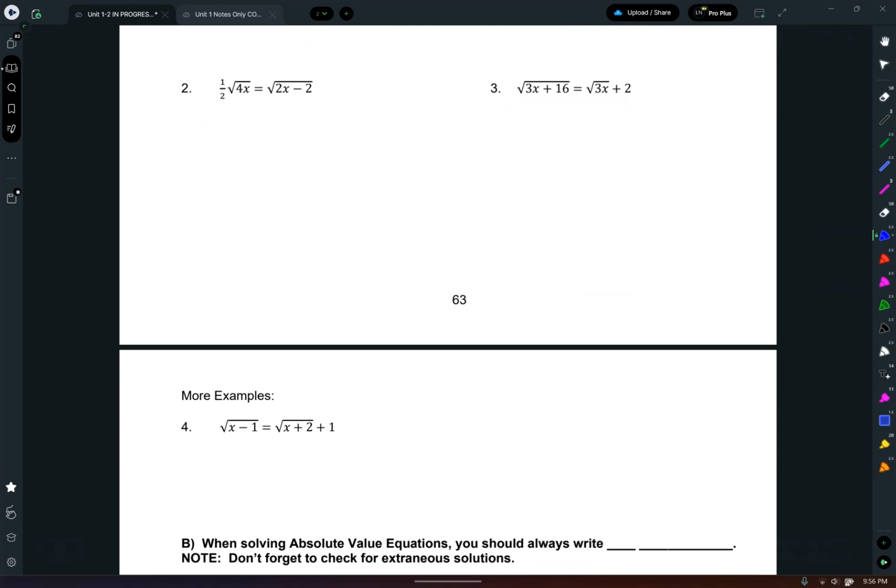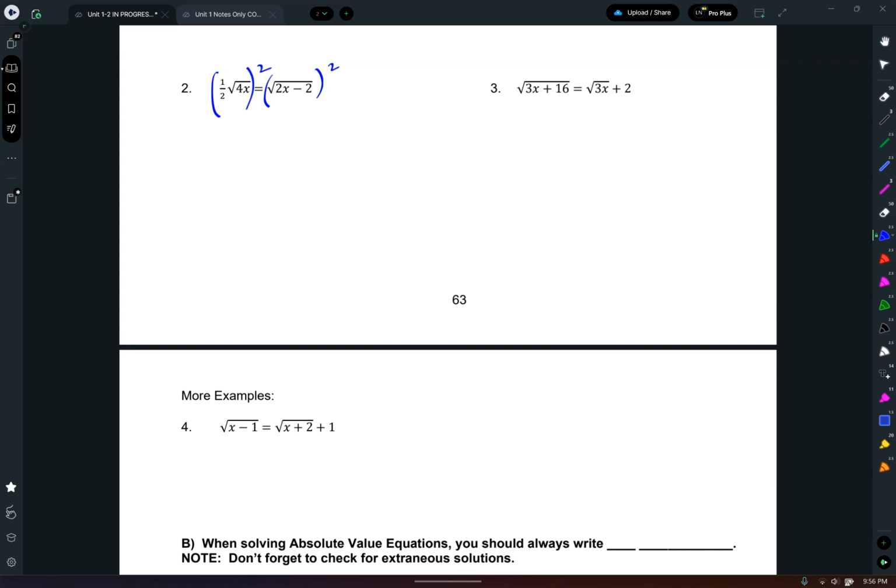Let's try number 2. Now, in this case, I have 2 square roots. So when I say get it by itself, well, you can't. So look at one of the square roots. As long as one of the square roots is by itself, okay, fine. You're ready to square both sides.